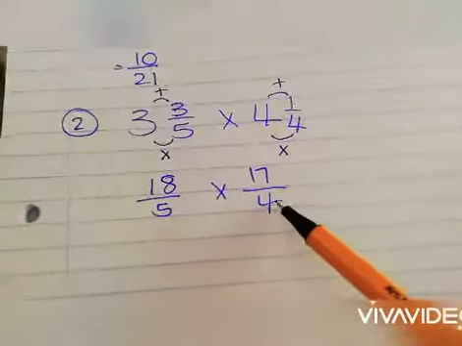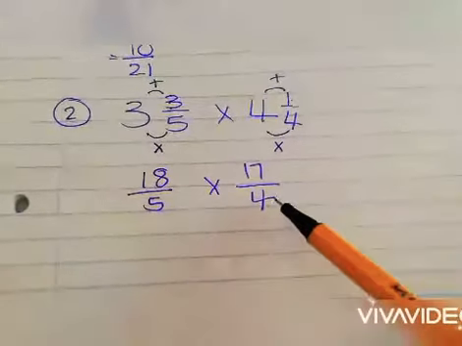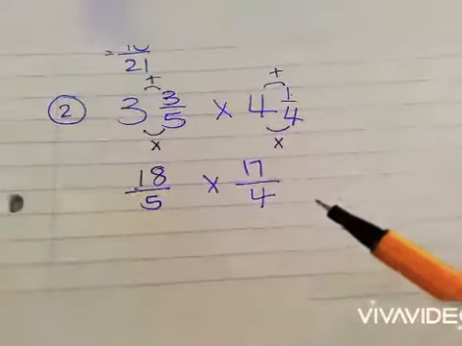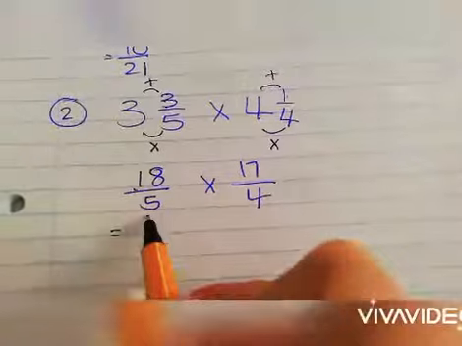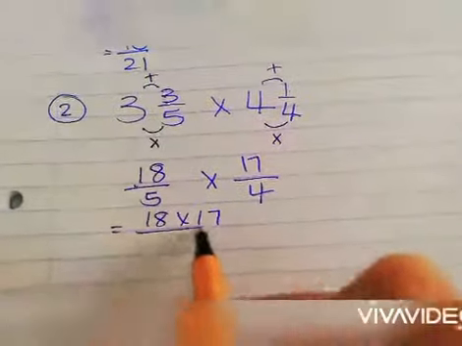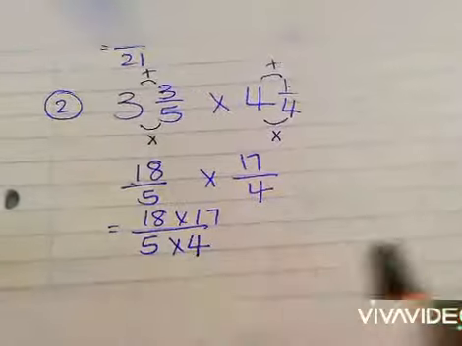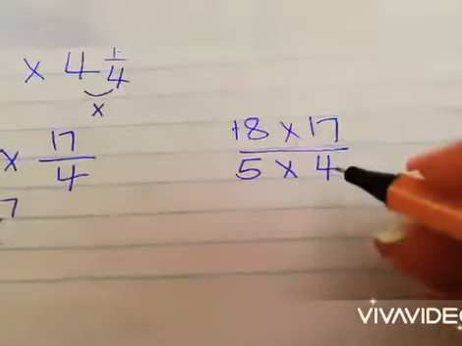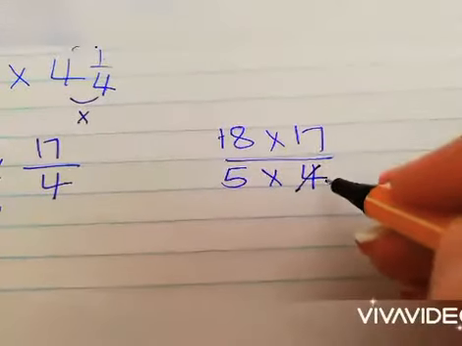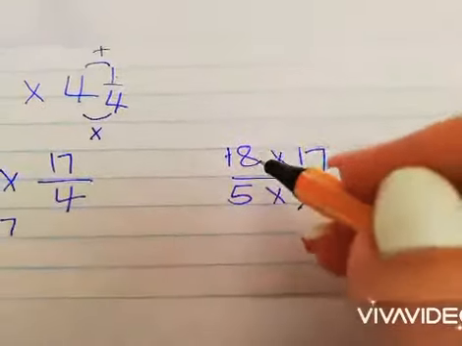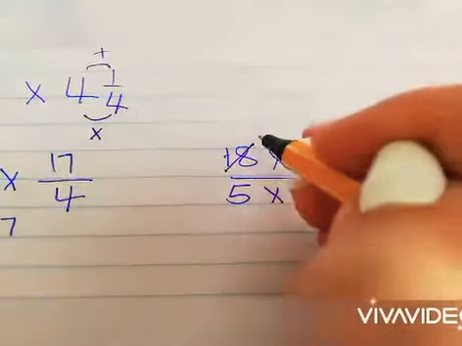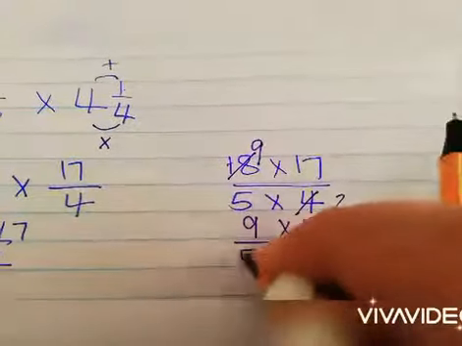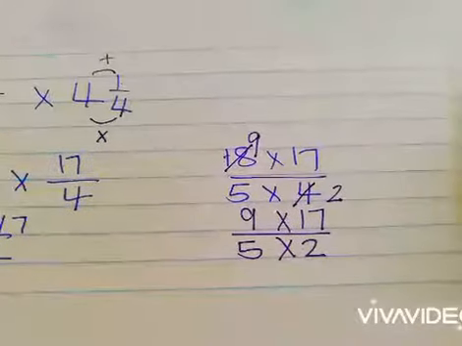Then you're going to do the same thing. See if there's a number that can go into each of these. So you can either do that to make it simpler. So 4 and 18, there's a number that can go into both of them. Or you can just multiply the top and the bottom. So you can either do this, 18 times 17 over 5 times 4. Or you can see, well, 2 can go into 4. 4 divided by 2 gives me 2. And 2 can also go into 18. So 18 divided by 2 gives me 9. So then I can go 9 times 17 and 5 times 2. You should get the same answer though, either way.